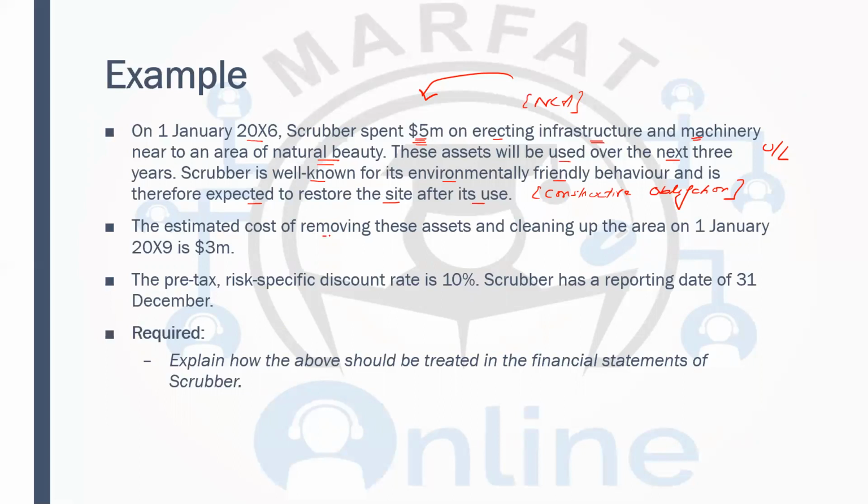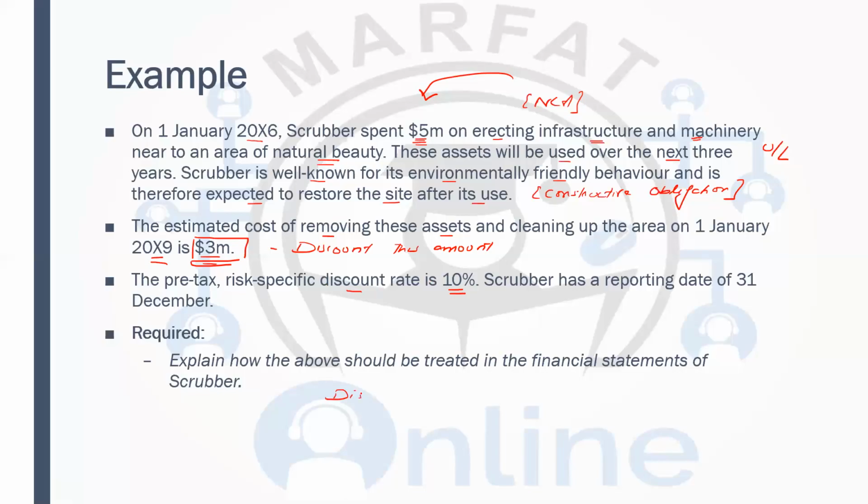The estimated cost of removing these assets and cleaning up the area on 1st January 2009, that means after 3 years, is 3 million. This is an estimate of the cost in 3 years, so we need to discount this amount, because this 3 million belongs to a payment after 3 years. The pre-tax risk-specific discount rate is 10%. Scrubber has a reporting date of 31st December.